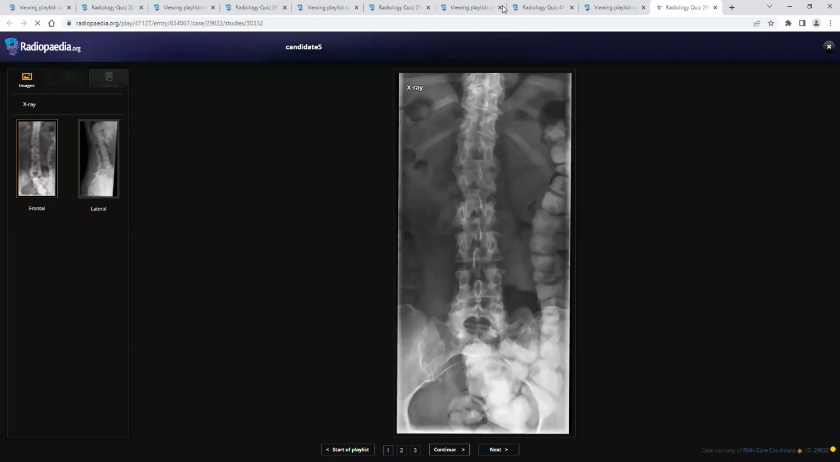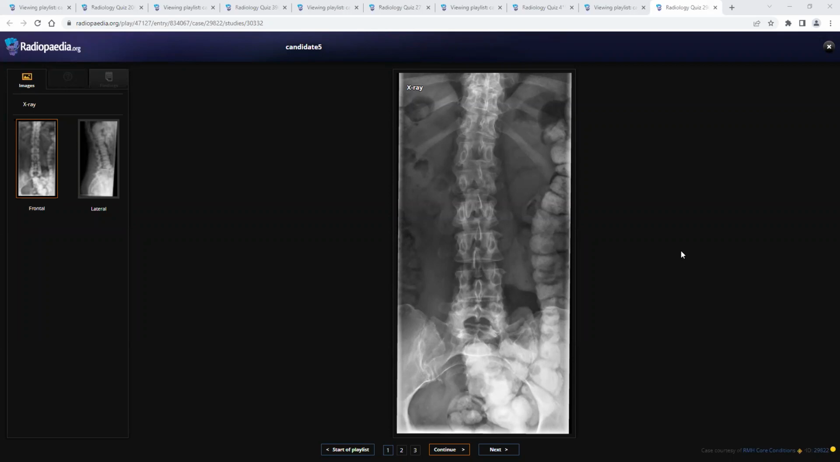Your first case. Okay, so I have been provided with the frontal projection of the thoracolumbar spine of an adult patient. I can see that there is diffuse hyperdense material within the large bowel, mainly the left-sided and the sigmoid colon. So this could possibly be from prior fluoroscopic imaging.